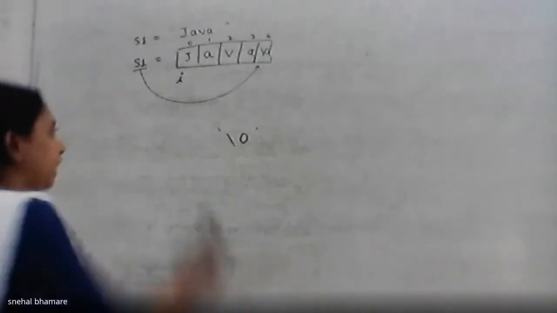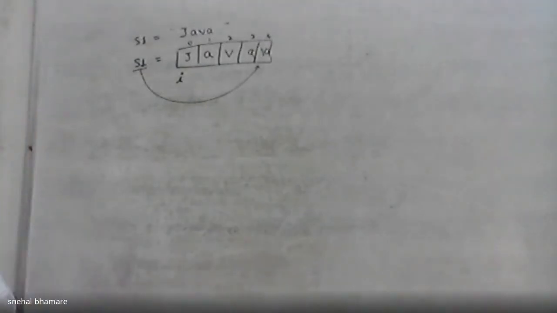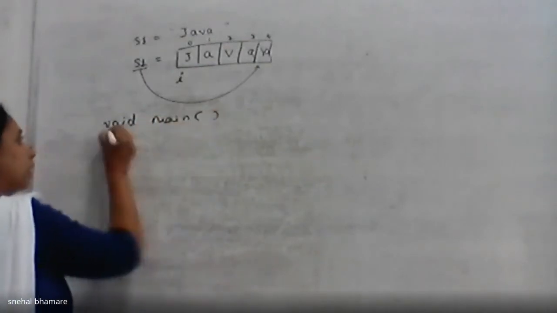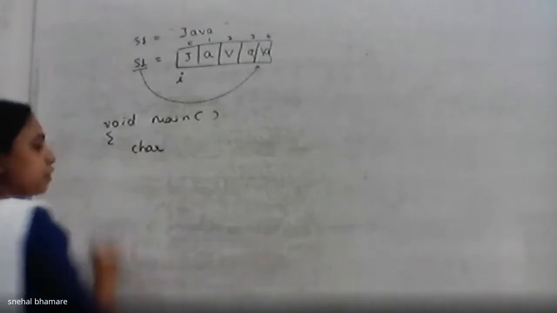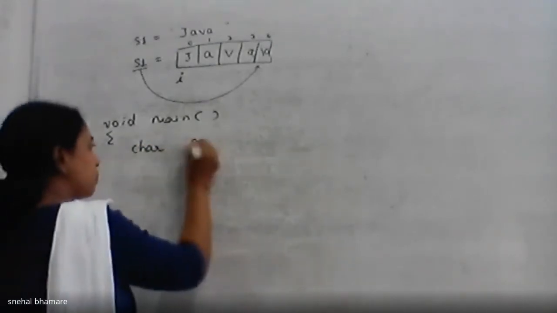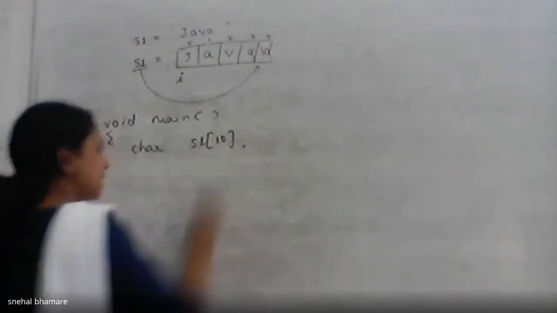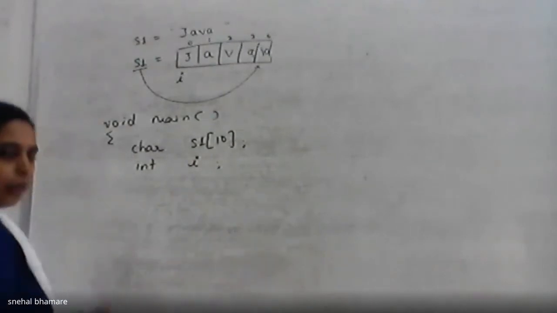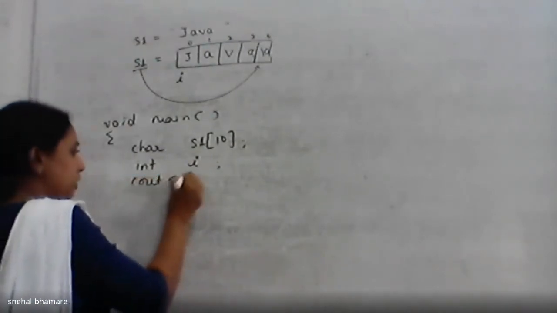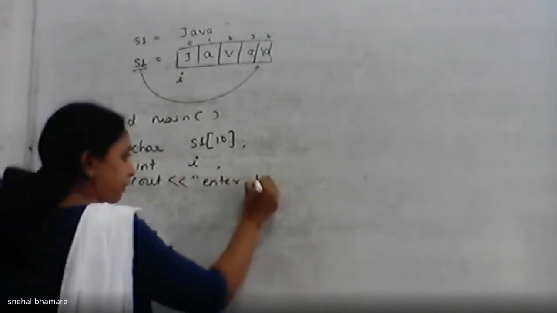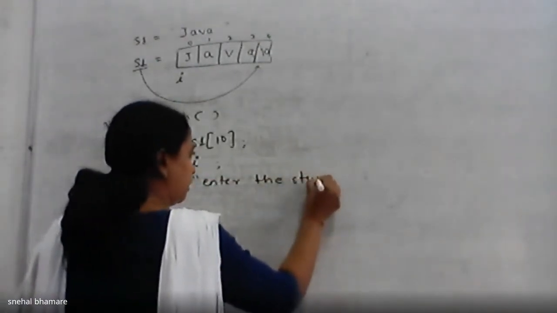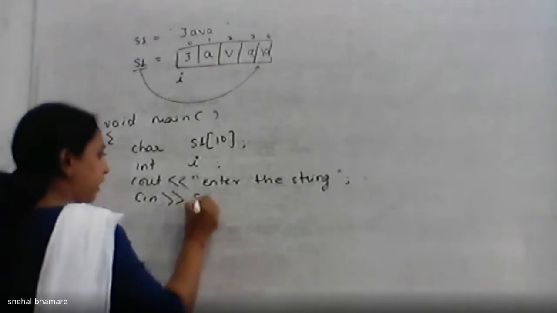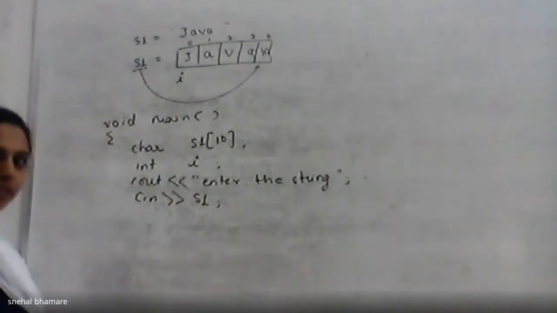So, how will we write the code for this? Void main. For every string, we will require one character array, let's say S1. Let's say its initial size be 10. Then index variable I. Okay. Then we will display a message to the user, enter the string. That string will be read in the character array S1, right?